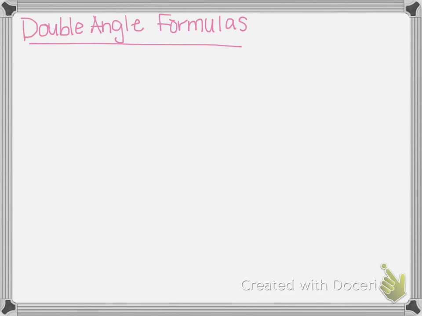The first formula is going to be sine. Okay, so for sine we have sine of 2x, right, because these are double angle formulas, so we have double the angle, equals 2 sine x cosine x. Okay, so that's our double angle formula for sine.